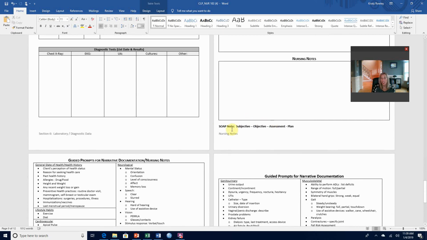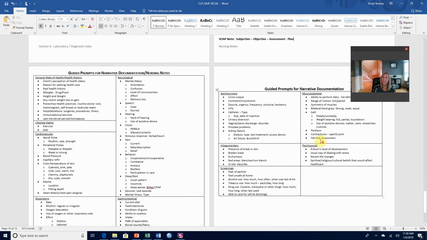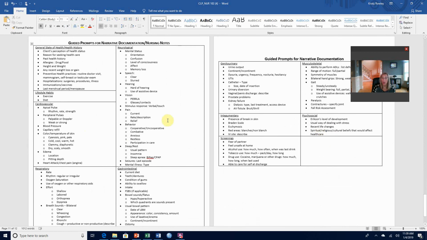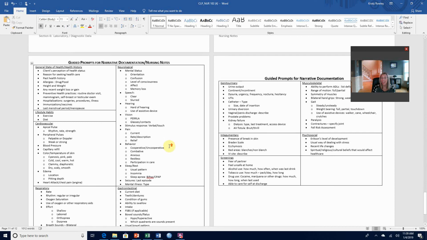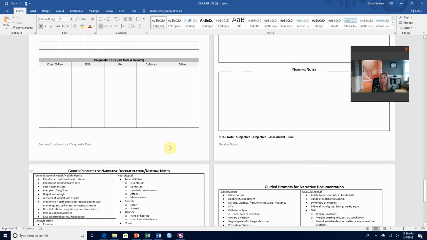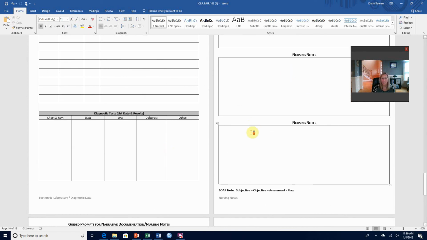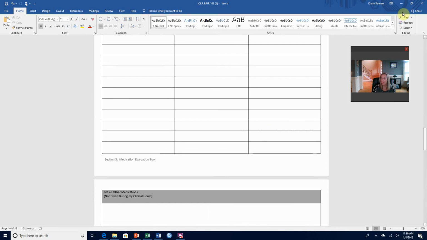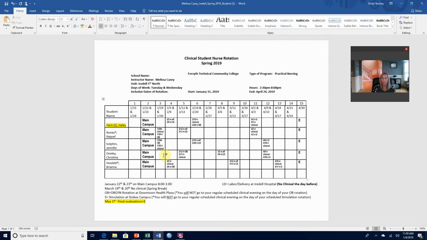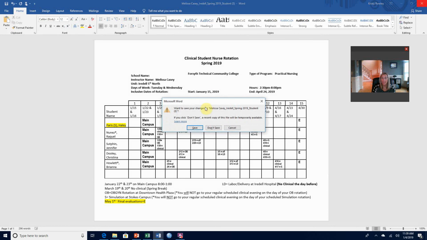Down at the bottom of that is just a little note for the students to say, hey, how do you write a nurse note? There's subjective, objective, assessment, and plan, that kind of thing, so they know that. And then attached to it, of course, are their guided prompts, so they have the correct terminology and can use that in their nursing notes. So that's the main part of their CLP, their clinical learning packet.